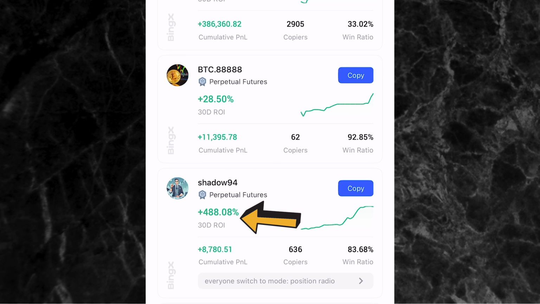But I think that 488% profit will be a huge risk. Trust me, it is a huge risk. But if you prefer to take a huge risk, then you can follow this person. But for me, I will still go ahead and copy this second trader with 28% profit in the last 30 days. So if I want to do that, I'll just click on copy right here.